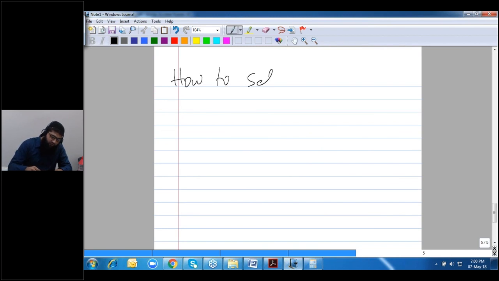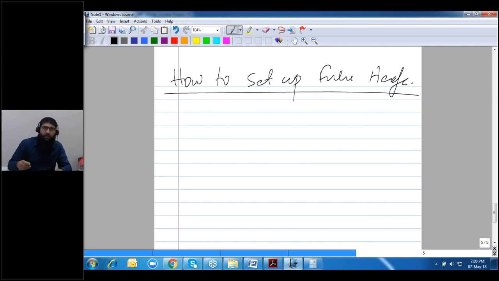Now, how to set up a futures hedge? How to set up a futures hedge? I'm going to explain to you how to set up a futures hedge.